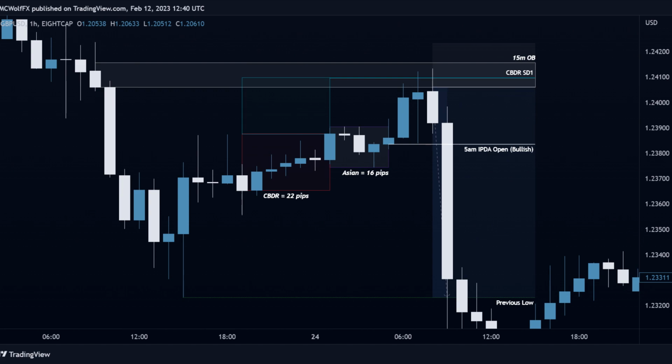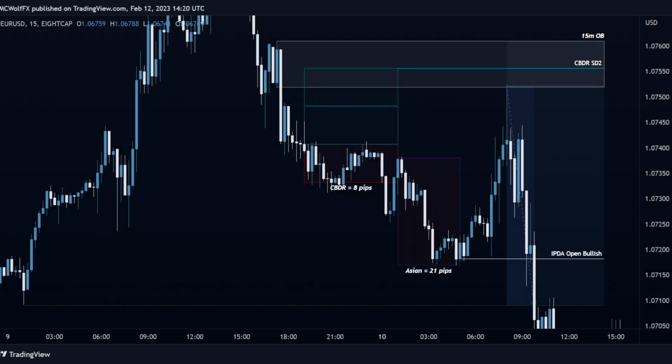The Asian range from 1 AM to 5 AM GMT plus 0 is 16 pips. This is good, it is not a large trended range, exactly what we're looking for. IPDA opened at 5 AM GMT plus 0 and traded to the upside for the first few hours, and all of this indicates a sell profile, meaning we can start marking out areas of interest in line with standard deviations to look for sell setups. And in this example, price had traded up into a 15-minute order block, which was in line with a standard deviation of 1, where price continued bearish, trading below the previous low.